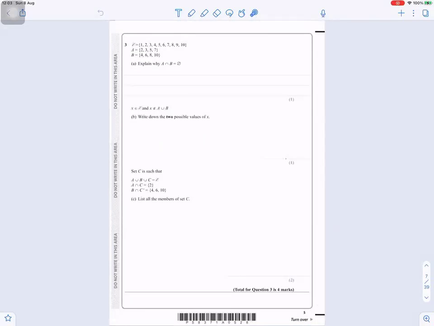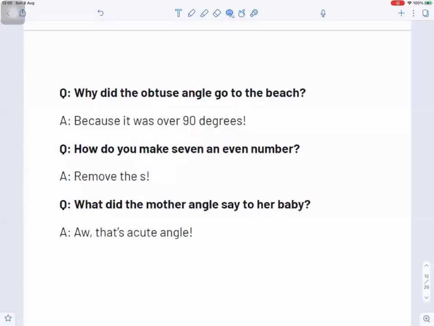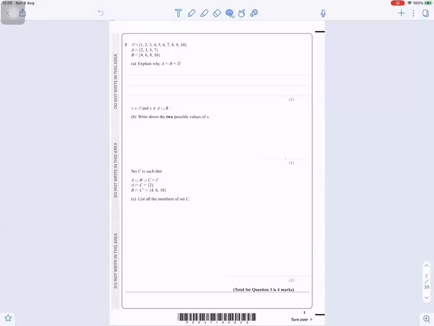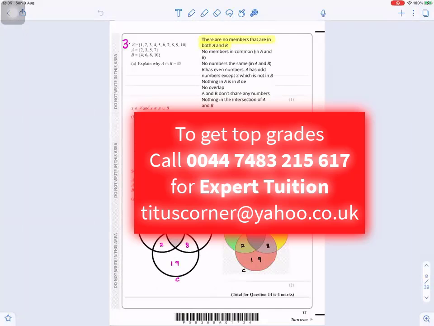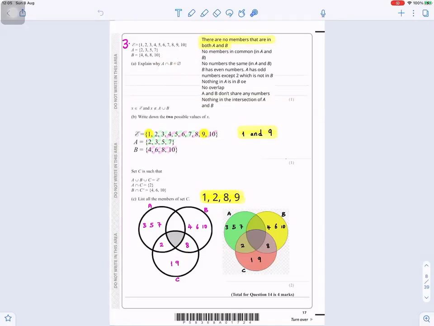Question number 3. Explain why A intersection B is equal to an empty set. There are no members that are in both A and B.